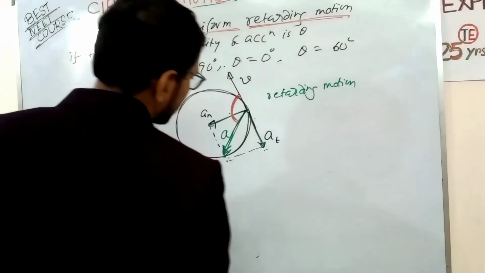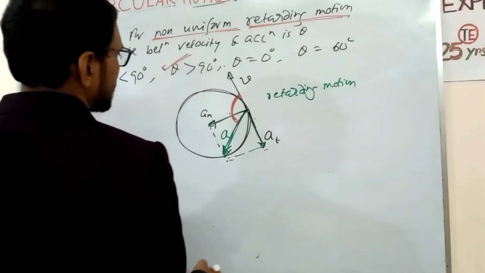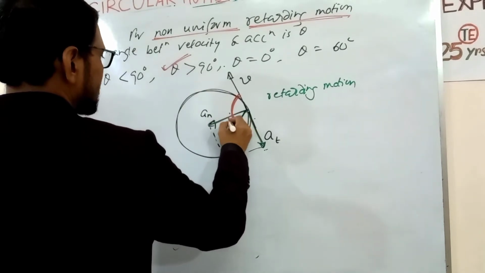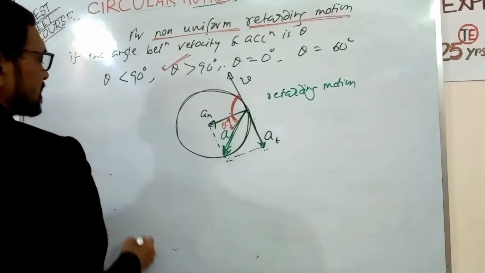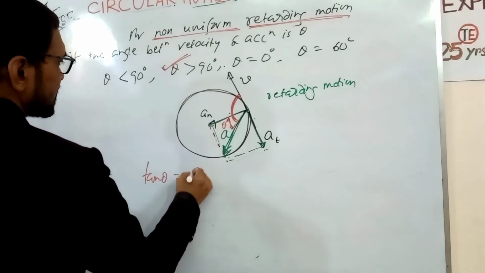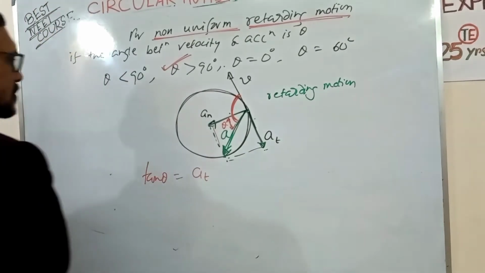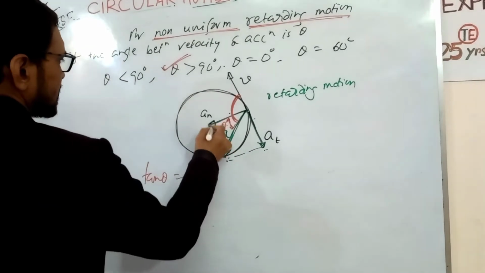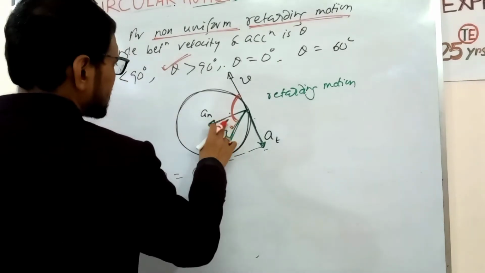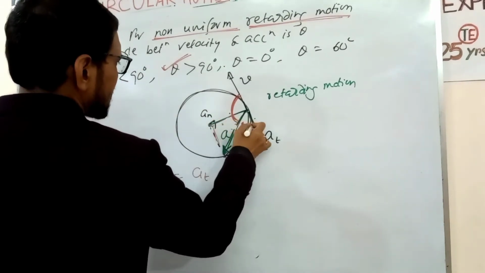Now what is the value of this? If this angle is suppose theta, what is the theta? We get tan theta equal to 80 by n, or 180 minus, if we get this angle, theta.